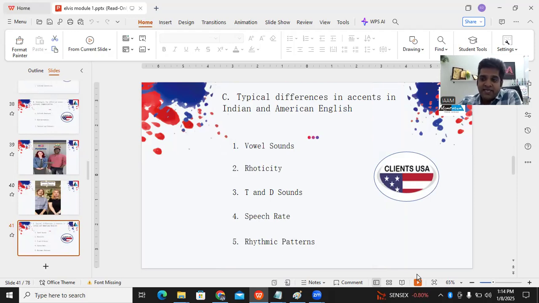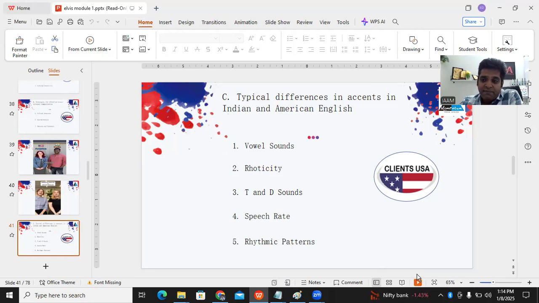And then comes T and D sounds. How do we pronounce T and D? Then speech rate: they are very, very fast at the speech rate, while we Indians are very specific in pronouncing each sound. Yeah, we are very clear with the phonetics.